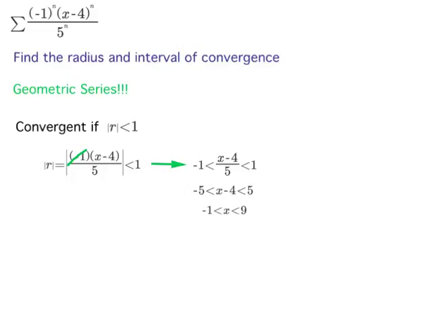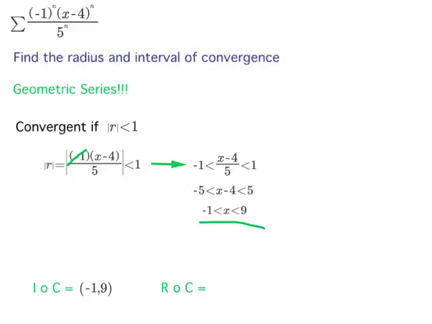Because this is a geometric series, it is only convergent if the absolute value of r is less than 1. If the absolute value of r equals 1, the geometric series is divergent. If r is 1, I'm doing plus 1, plus 1, plus 1 every time, and that would be divergent. If r is -1, we'd have plus 1, minus 1, plus 1, minus 1, which would also be divergent. So when you have a geometric series, you never need to consider endpoints. That is your interval of convergence: it goes from -1 to 9.